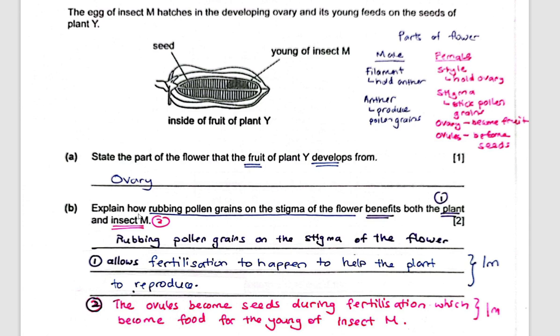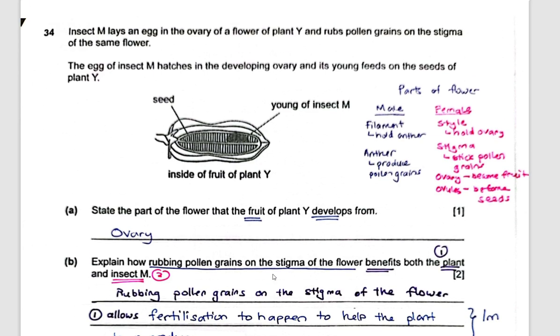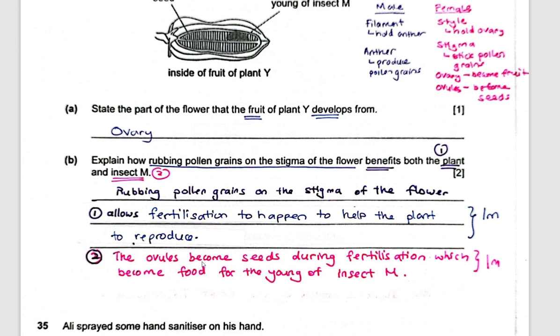Second thing, second one mark, is about how it benefits the insect. Well, the ovules will become seed, right? Remember we revised just now, ovules become seed. And why is that important? Because the young feeds on the seeds. So the ovules become seeds during fertilization, which become food for the young of insect M.